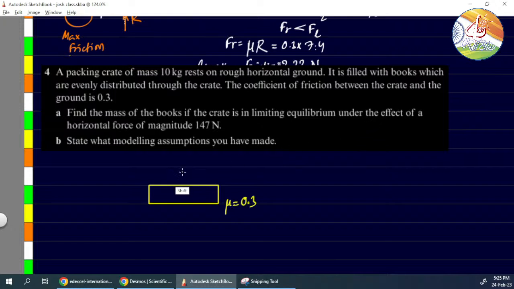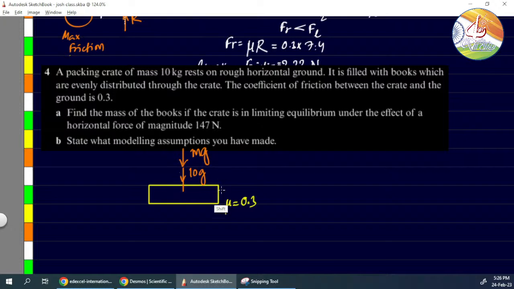Mass is 10 kg, so mass 10g, correct? The packing crate is 10 kg. It is filled with books which are evenly distributed. The mass of the books is not given. So the mass of the books, let's call it m. If m is the mass, then g will be multiplied, so m kg is the mass of the books. The coefficient of friction between the crate and the ground is 0.3. Find the mass of the books when the crate is in limiting equilibrium.